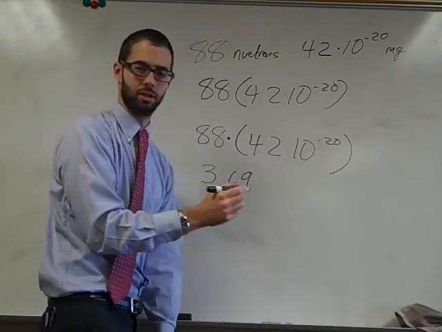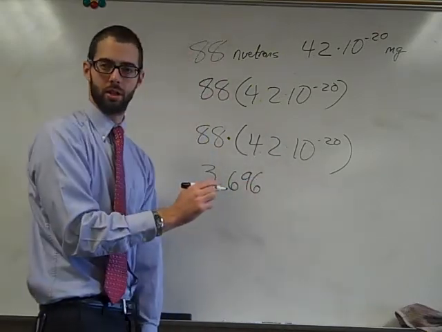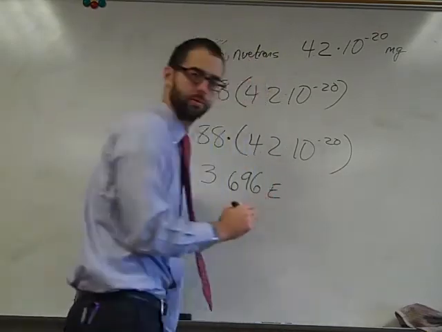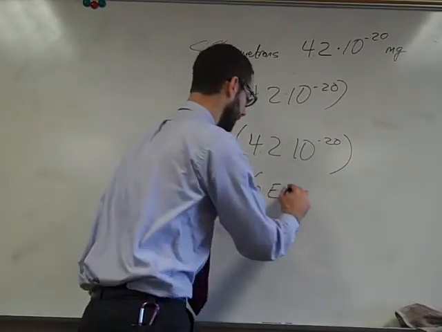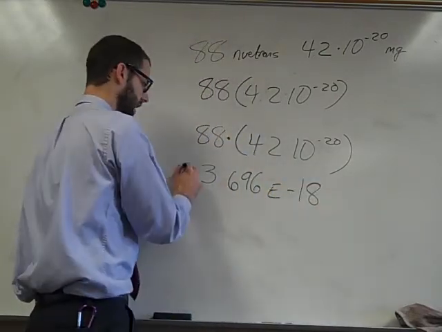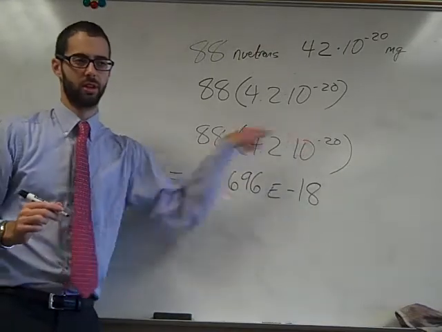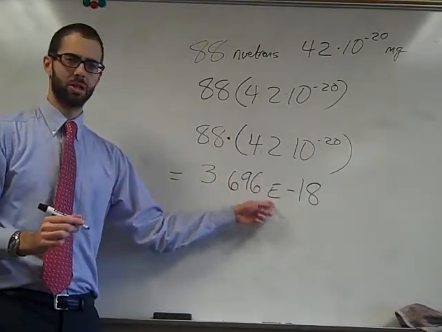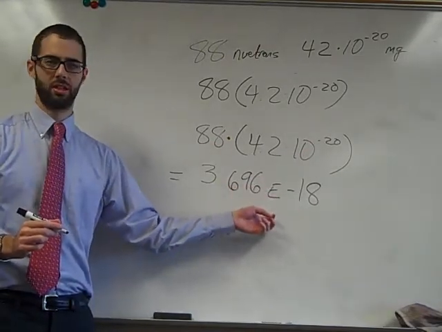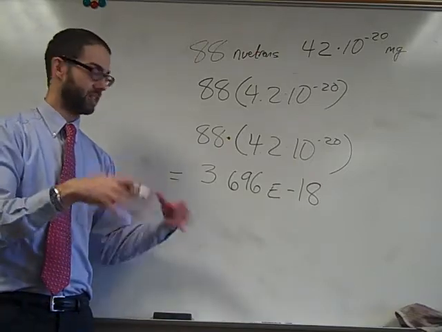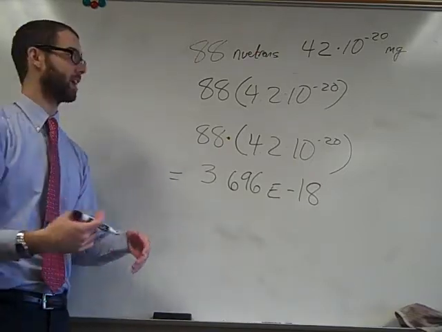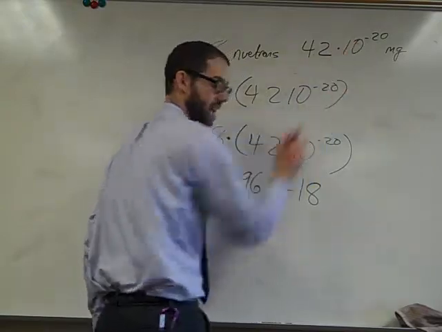3.69, 6, 6. Then it has this E. E, negative 18. Okay, so the calculator gives you this. And the question then becomes, well, what in the world is this E? The calculator, that's just simply the calculator's way of saying times 10.